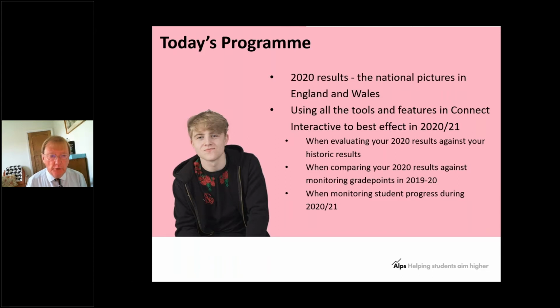And I'm guessing, although I won't be saying so much about this, a lot of what I'm going to try to show you when doing the latter is enabling you to see perhaps how you might be able to use Connect even more effectively when monitoring your current cohorts post-16 during 2020-21.